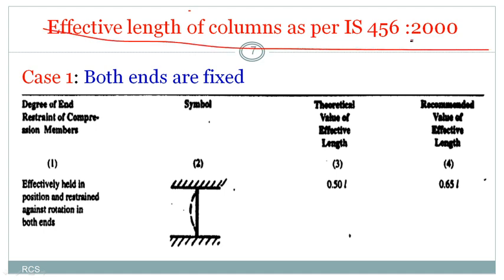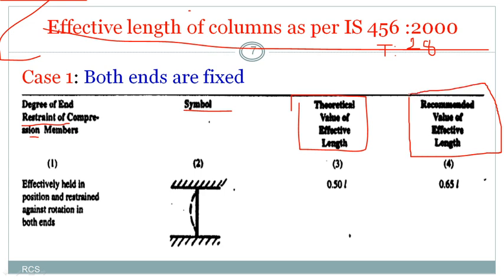Right, this is available in Table 28 of your IS 456:2000. Generally there are 8 conditions, but practically we will use 4 conditions, and those 4 conditions we will discuss in detail here. In the column, the degree of end restraint of a compression member is given, the symbol of how it looks is given, the theoretical value of the effective length is given, and the recommended value to provide in practice is given in this table.